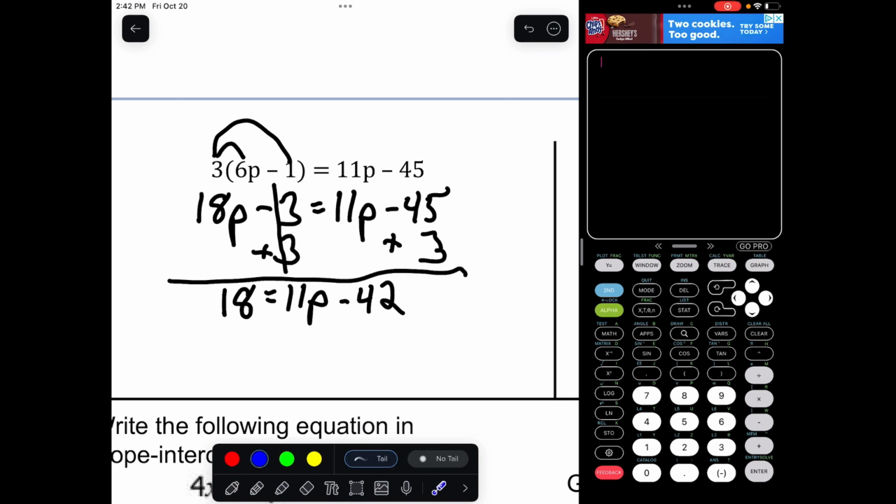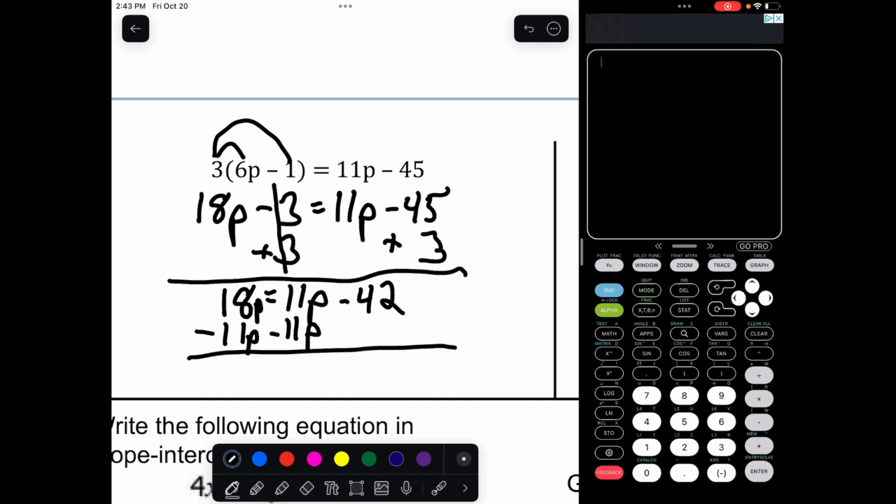Now I have a term that has a variable on it on the right side of the equal sign, and I want that to be over here on the left. So to move that from the right side to the left side, I just subtract. That 11p is positive. I subtract it, negative 11p on both sides of the equal sign. I forgot my p on my 18. 18p minus 11p is 7p equals -42.